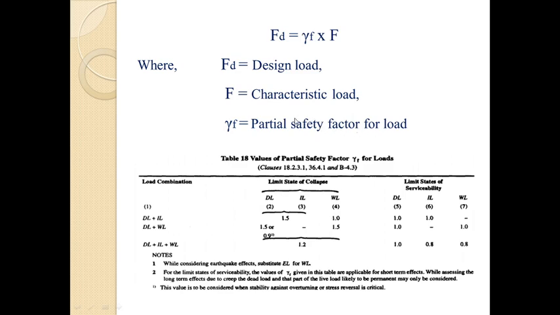So this partial safety factor takes into account the variations in loads due to unforeseen increase in load, construction inaccuracies, different loading combinations, secondary effects and type of limit state.